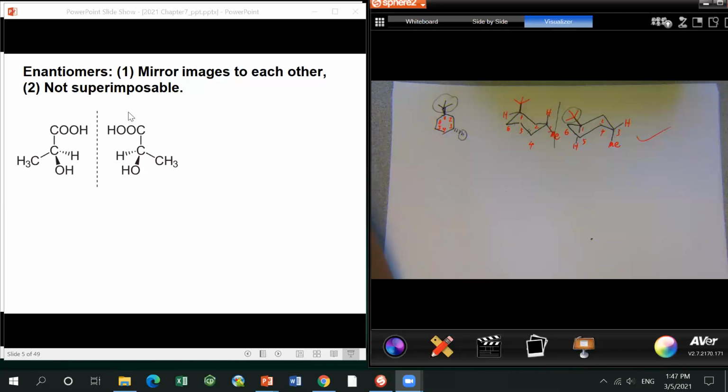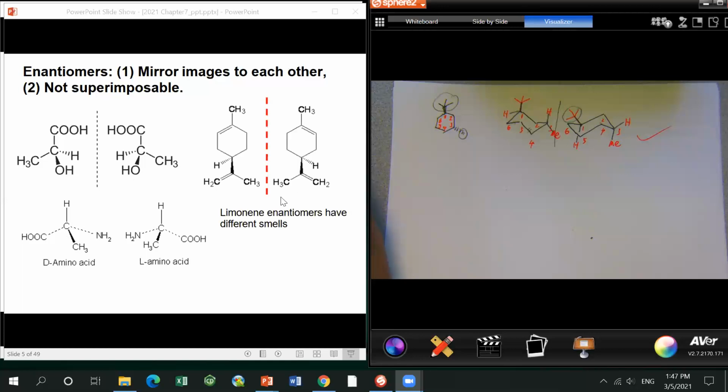For example, these 2. This is the hydroxyl capsaicin. That's mirror imaging and also non-superimposable. Organic molecules and biological molecules are more commonly enantiomers. So L amino acid and D amino acid are a pair of enantiomers, mirror imaging and non-superimposable. And the last example is a pair of limonene.